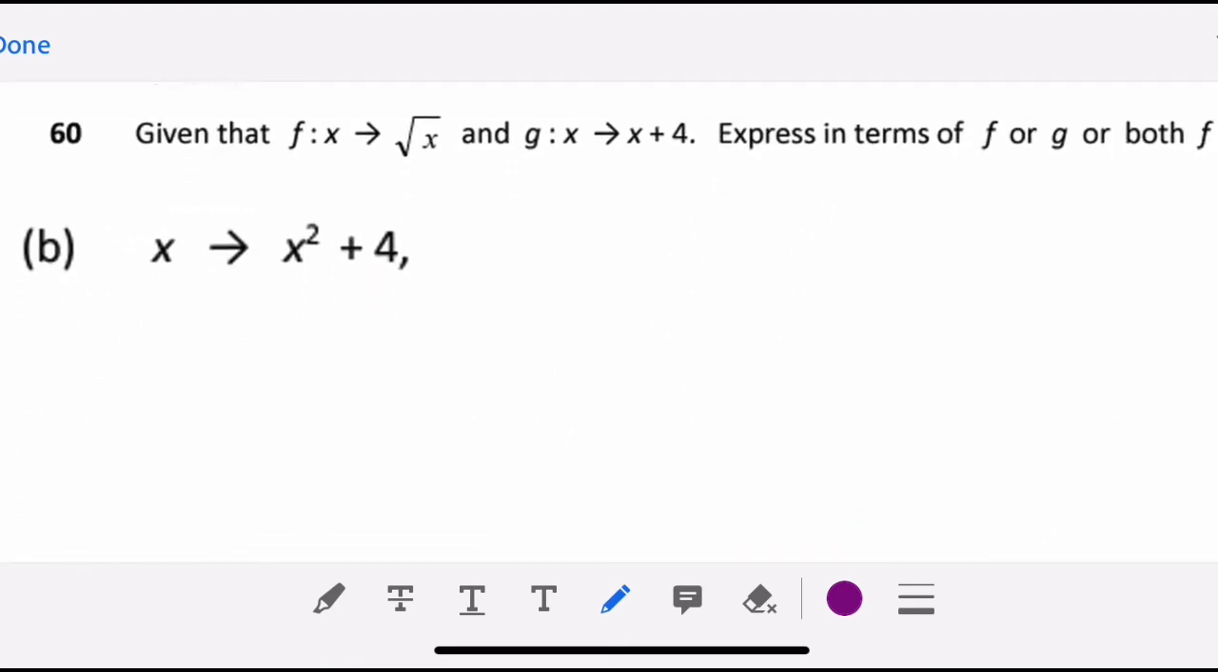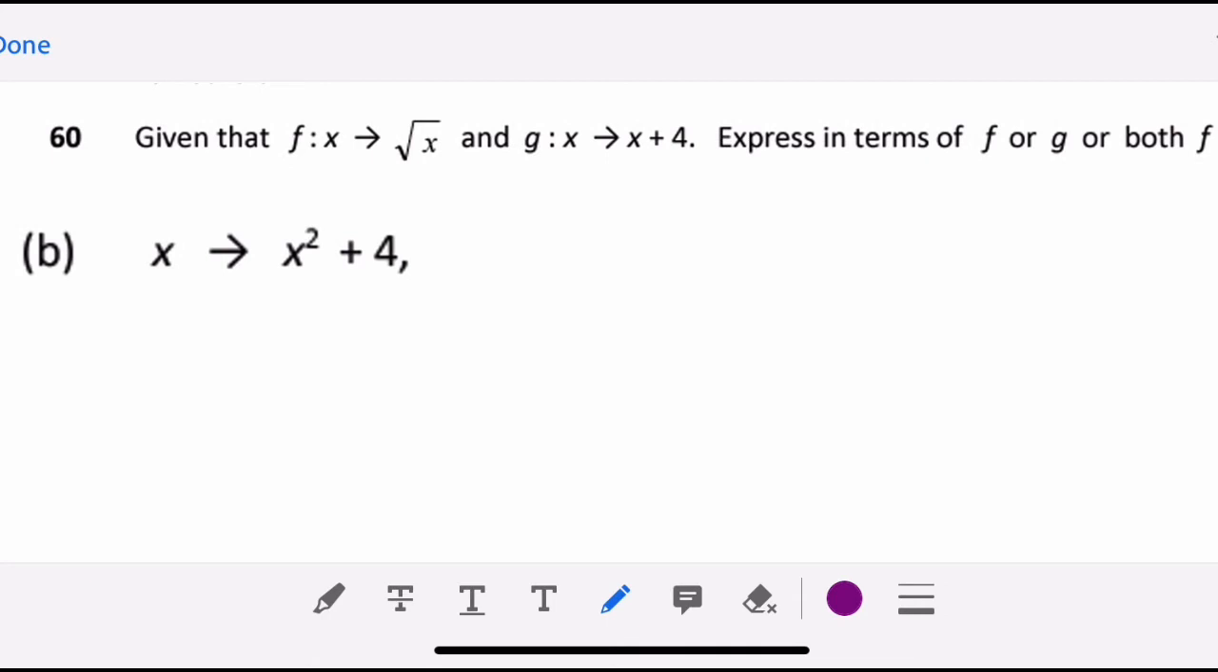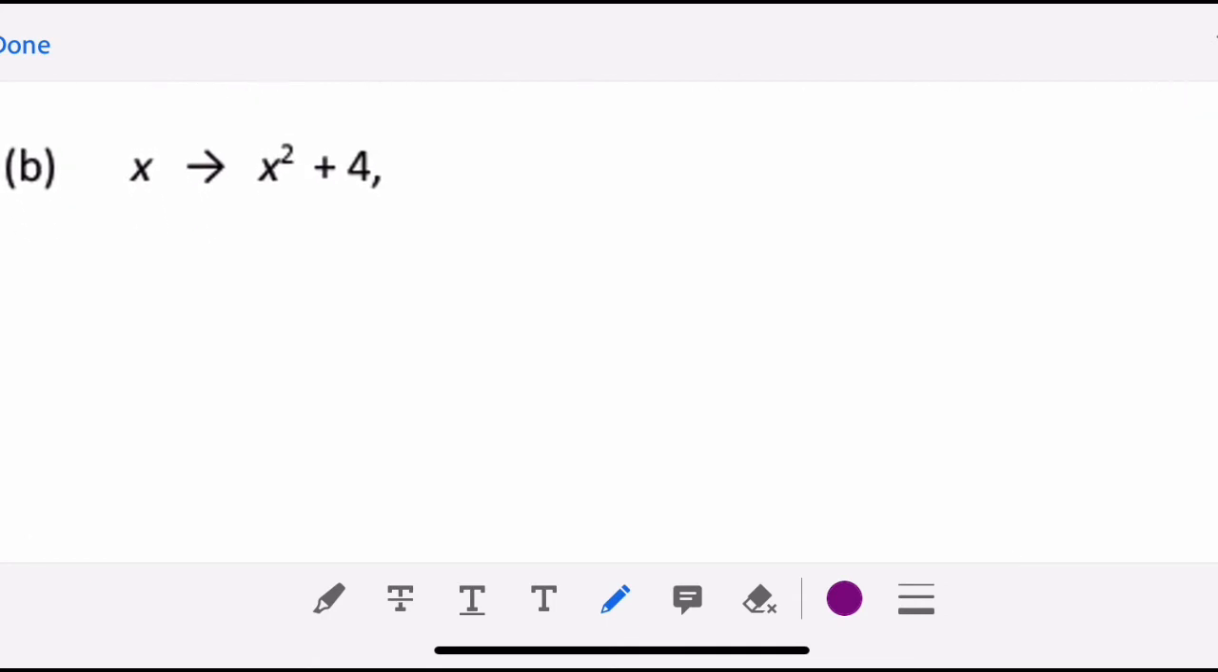Now, how about this one? If I look at this one, I always do like that. I want to find the composite function. We are doing the reverse way. So you do like that.